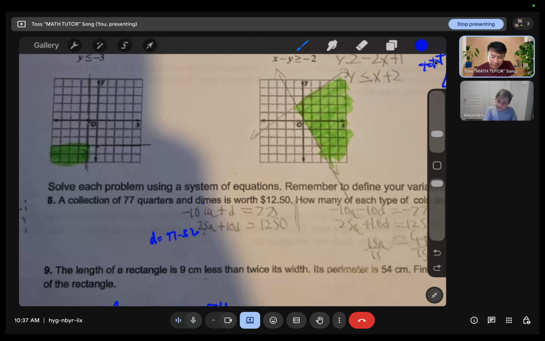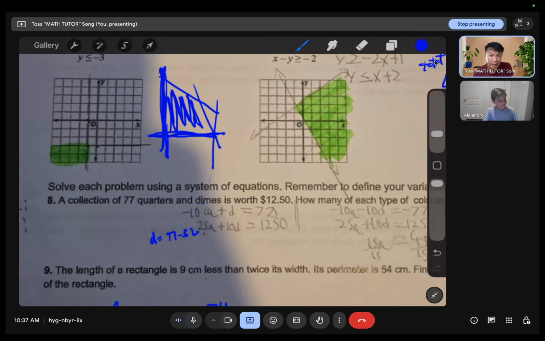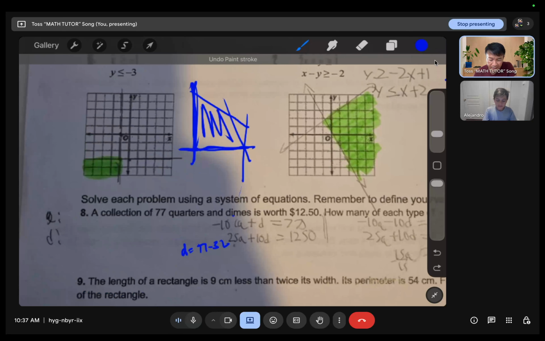The graph will look something like this. If you ever wonder, it will look something like this. You have four equations cut up, and then you have to shade where it's actually overlapping. One of the two equations will be the axis, so you have to shade above it. They'll tell you y greater than some number, x greater than some number, normally zero for both.